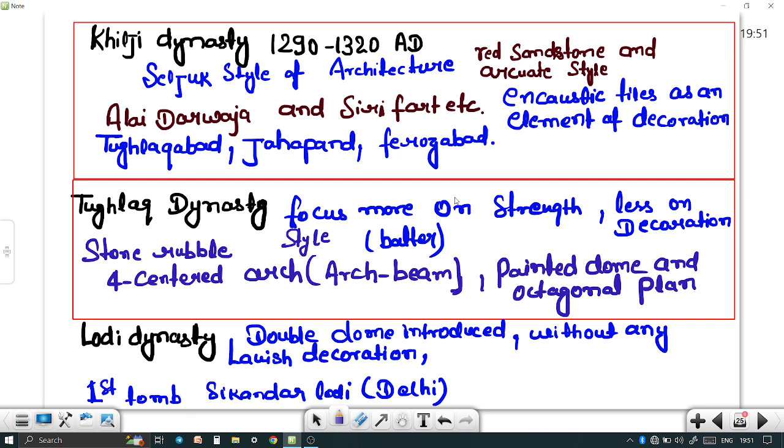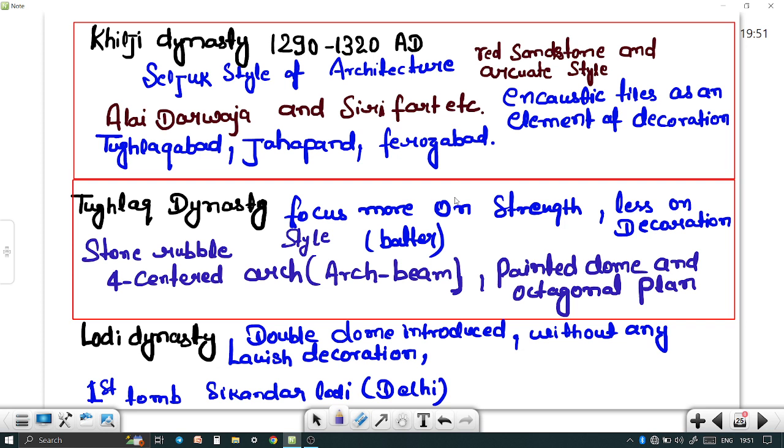Okay. The features include the use of stone rubble as the principal building material. The experimental use of four-centered arch, that is arch-beam combination, is a hallmark of the Tughlaq dynasty. The emergence of the pointed dome and octagonal plan in the tomb.